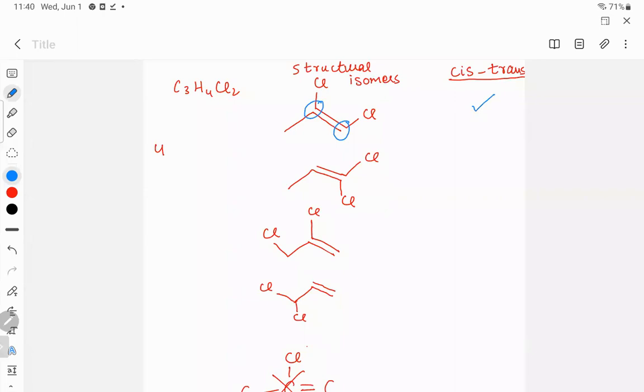No, Iman, what about the third one? If we look at this carbon, it has 2 same groups, so no cis-trans isomer. Okay, yes, you are right. Here, this carbon has two same groups, so no cis-trans. And here, this carbon also has two same groups, which are hydrogen, so no cis-trans. So there are four structural isomers and one is forming a cis-trans as well. So 4 plus 1, and the total number of structural and geometric isomers will be 5.